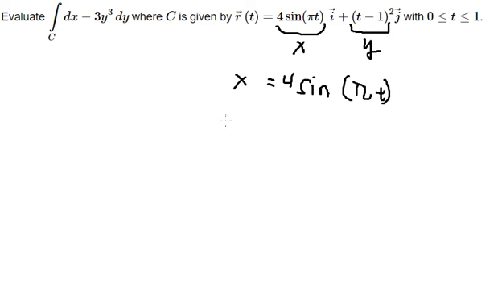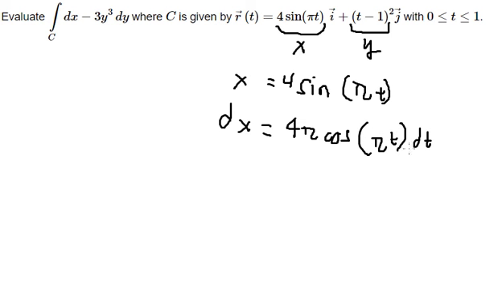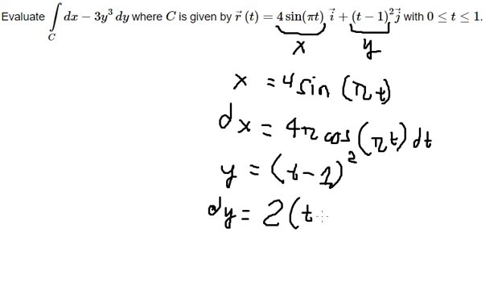we need to first take the derivative of the function. So we will have 4b cosine bt dt. For y, we have (t minus 1) squared. So we first take the derivative of both sides, and we have 2 multiplied by (t minus 1) dt. And now we have this integration here.